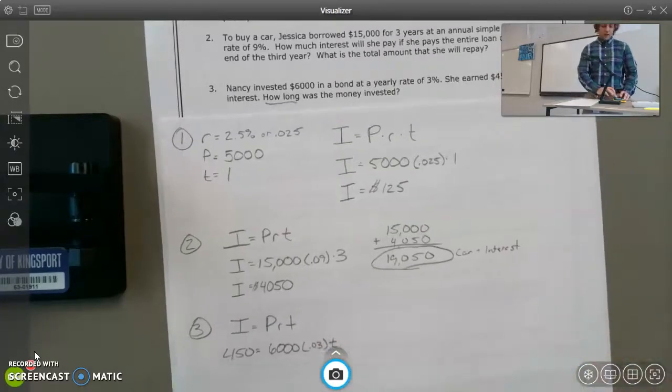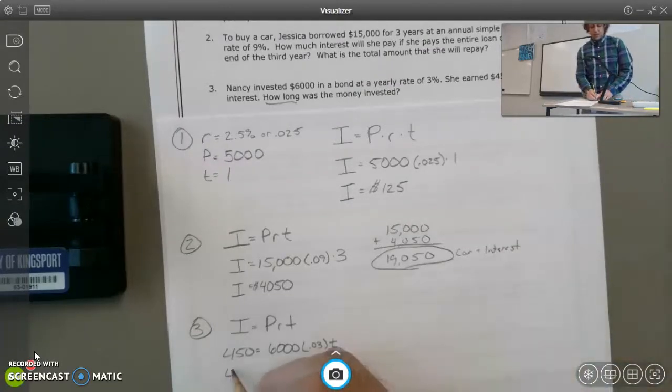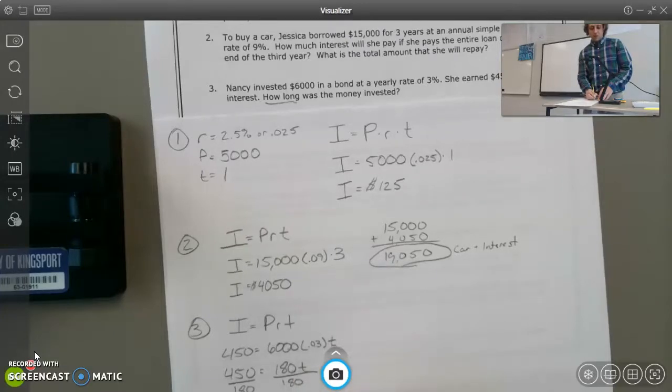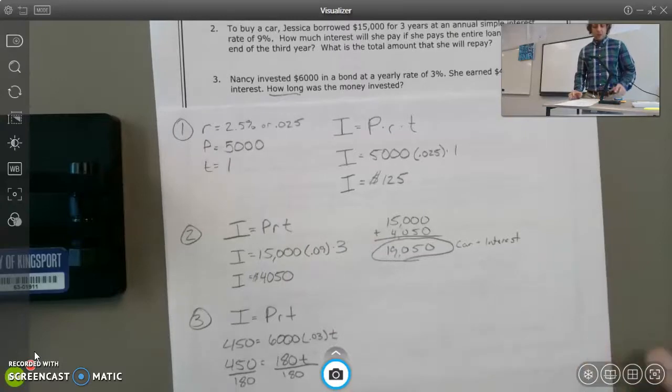So I'm going to do 6,000 times 0.03, and I'm going to simplify this to 180 T. I multiplied these out, now I've got 180 T. Now let's divide by 180. Anytime I divide by the coefficient, it gives me just the variable isolated by itself. So 450 divided by 180 is going to be 2.5.